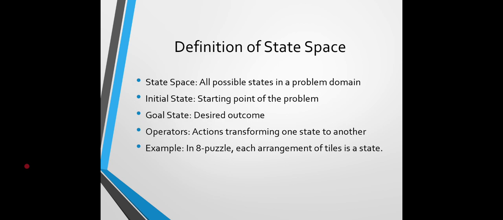Okay, let's look at the definition of state space. Let's clarify the four main elements defining the state space. They are the state space, goal state, initial state, and operators. The state space is the entire set of every single possible configuration or situation for a given problem. Within it, the initial state is the starting point, and the goal state is the desired outcome. The transitions between states are handled by operators, permissible actions that move us from one state to another.